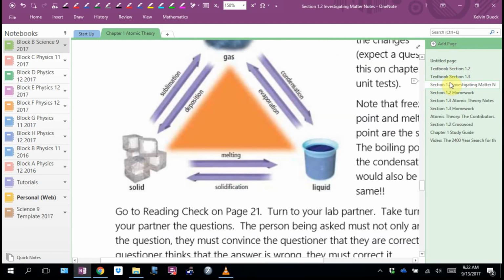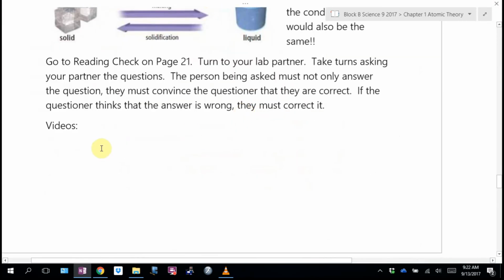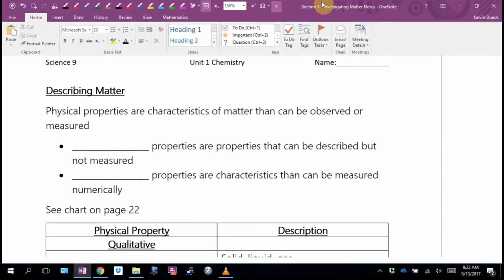Back to our notes. I wrote here videos, and I have no idea what I was getting at. I think I might have had a cool, nerdy video. I'll try and find it for next class. Describing matter.